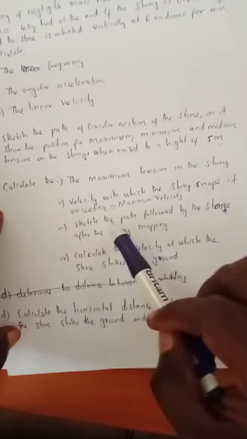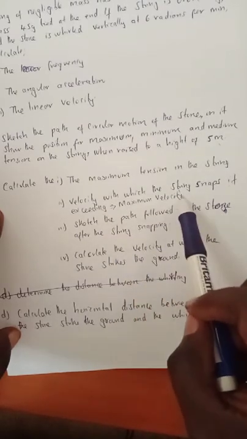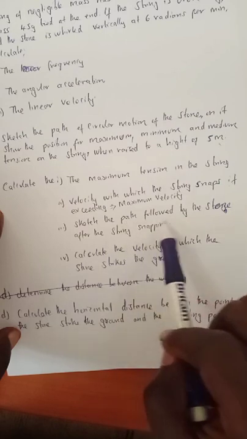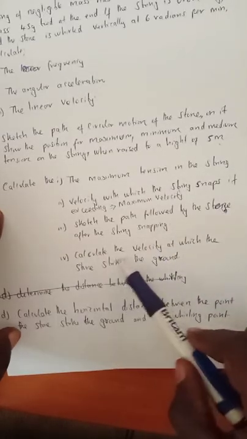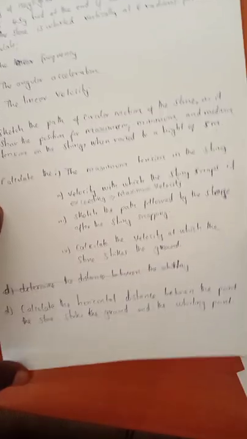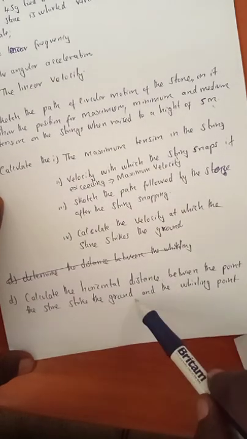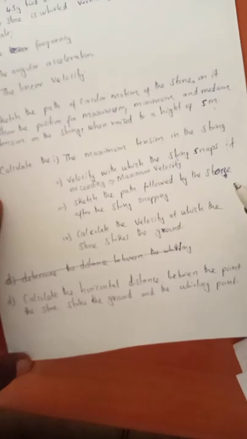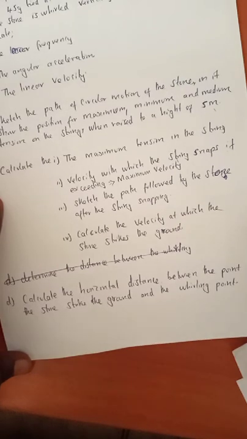From there, we'll also see how to calculate the maximum tension in the string, and the velocity with which the string snaps if exceeded, which implies the maximum velocity. We also have to sketch the path followed by the stone after the string has snapped, then calculate the velocity at which the stone strikes the ground after snapping. Then the last part is to calculate the horizontal distance between the point where the stone strikes the ground and the whirling point. Remember, from Newton's laws of motion, this is the range, the distance between the 2 points on the ground.